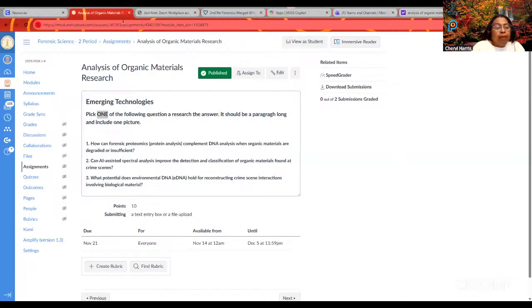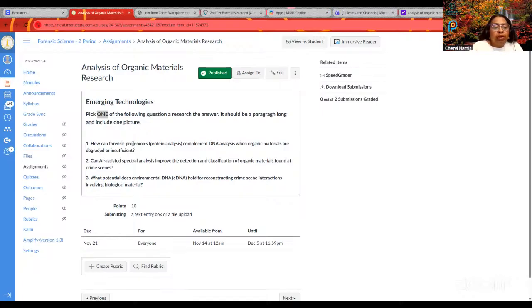All right. And this is in the module for analysis of organic materials. You're going to pick one of the following. There's three questions. You pick one. And you should write a paragraph. And a paragraph is more than 5 sentences. Okay. It's not 2 sentences. And you want a picture that goes along with your answer.